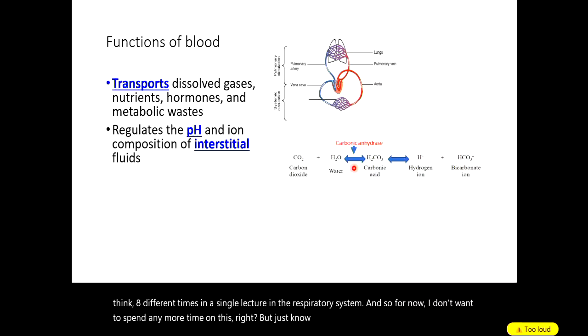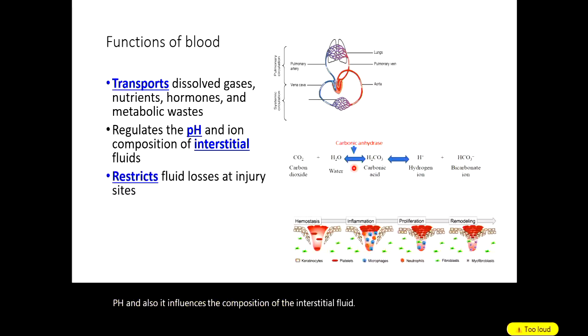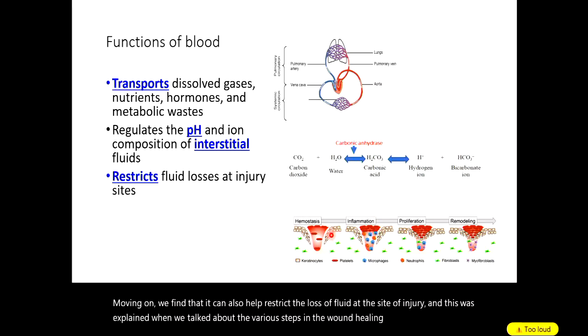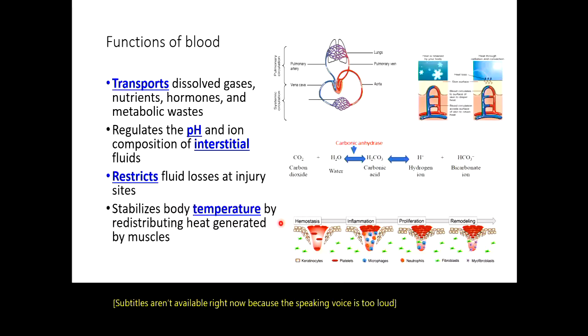But just know that blood can help maintain the pH, and also it influences the composition of the interstitial fluid. Moving on, we find that it can also help restrict the loss of fluid at the site of injury, and this was explained when we talked about the various steps in the wound healing cascade. So the very first step is hemostasis, where you have the blood platelets causing the blood clot formation, right? And so that is how we find that the blood can even prevent the loss of fluids at the site of injury. We also find that it can stabilize body temperature by redistributing heat which is generated by the muscles.